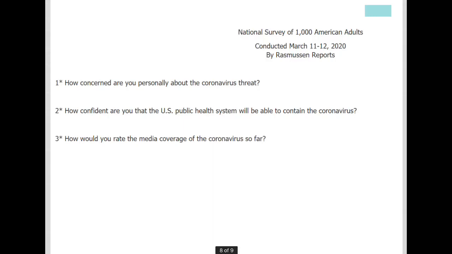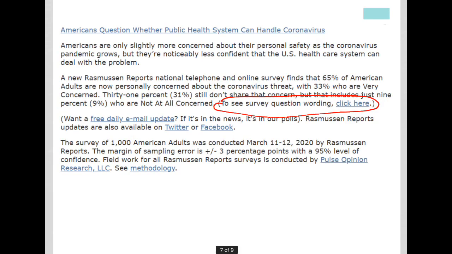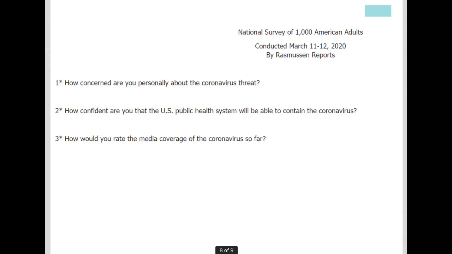So just to look at their questions, these are the actual questions. Once you click on that link that I circled, it pulled me here. So they basically just asked 3 basic questions. The first one being, how concerned are you personally about the coronavirus threat? And usually what they do is they'll give a scale, and they probably didn't show us their scale, but it'll be something like very concerned, somewhat concerned, not concerned, some type of scale like that, which is called a Likert scale. Number 2, how confident are you that the U.S. public health system will be able to contain the coronavirus? So once again, it's probably on some type of scale. And then the third one, how would you rate the media coverage of the coronavirus so far? So there was most likely a rating scale there as well.